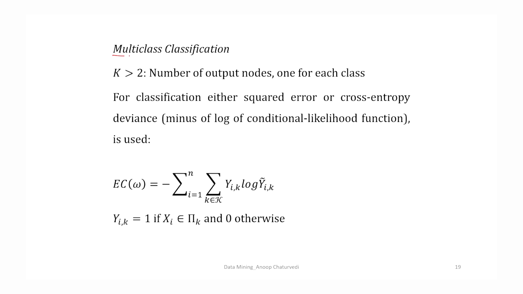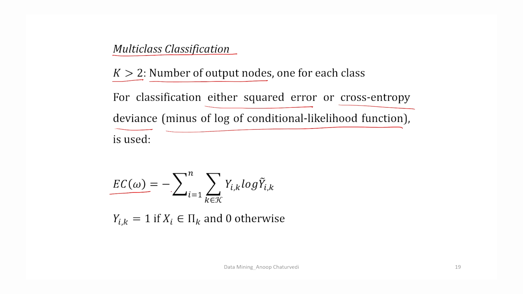Now, we consider the multi-class classification problem. So, suppose capital K is greater than 2. The number of output nodes is greater than 2, and you have one value corresponding to each class, so capital K is the number of classes. For classification, either squared error or cross entropy deviance is used. How do we define cross entropy deviance? We take minus of the log of the conditional likelihood function.